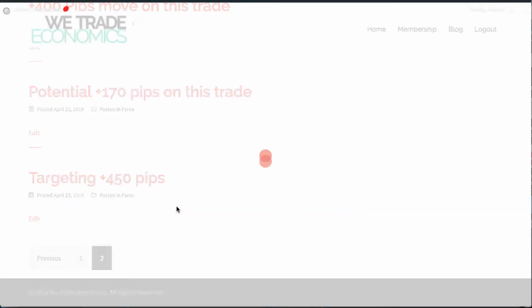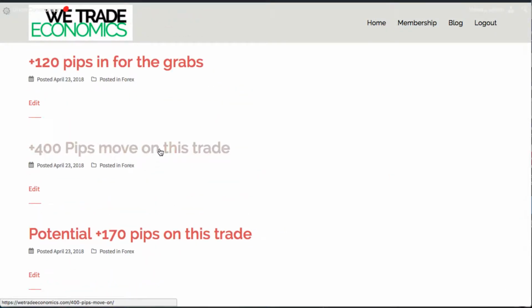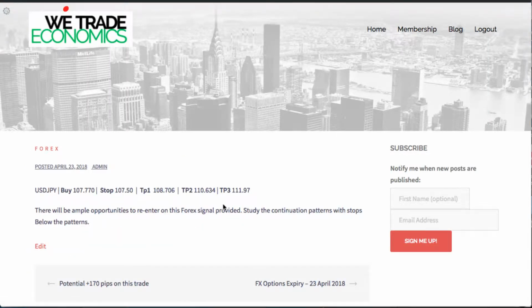Let's go to the next one. 400 pips move on this trade. So that was dollar yen.